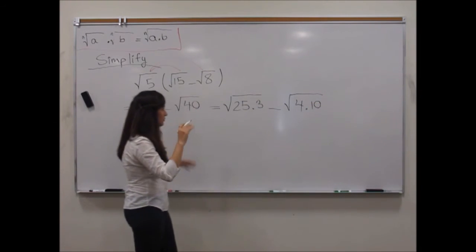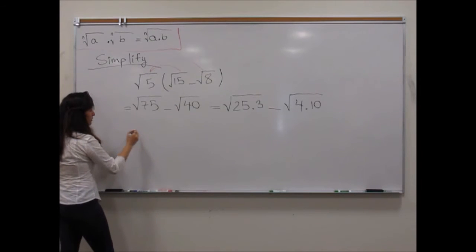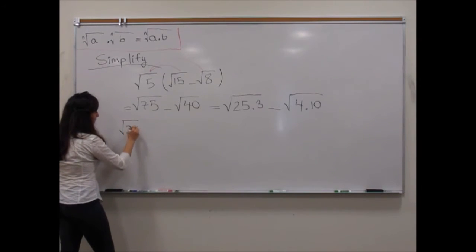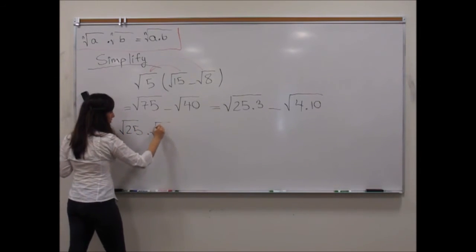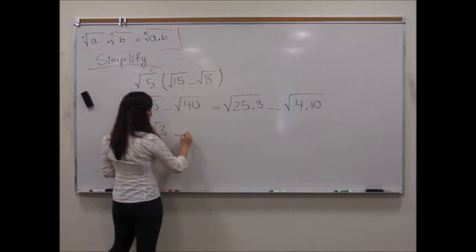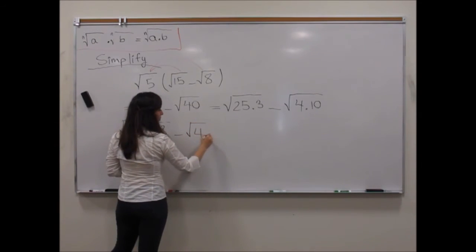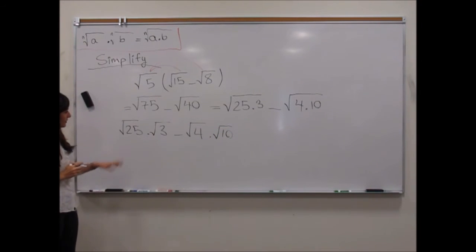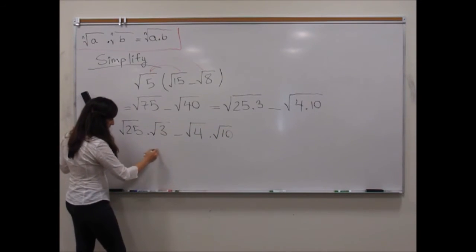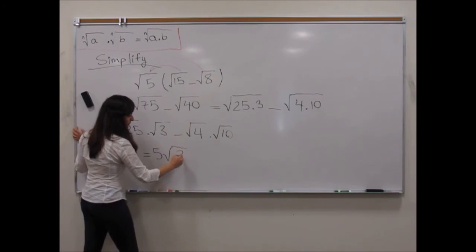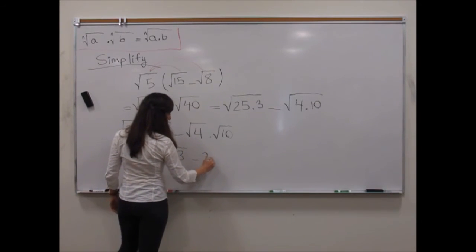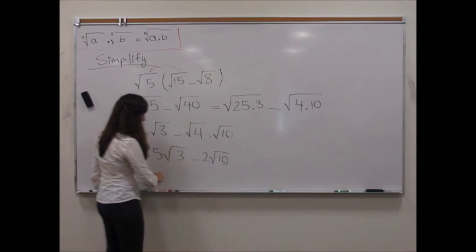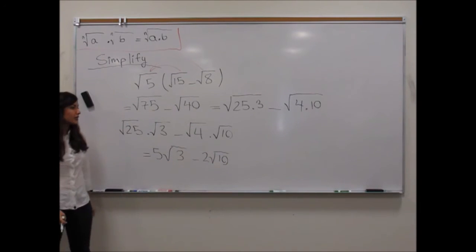And then I can break down these radicals. So the first one, I can write it as rad 25 times rad 3 minus the second one, rad 4 times rad 10. This rad 25 gives me 5, so I have 5 rad 3. And this rad 4 gives me 2, and minus 2 rad 10. So this is the final answer. 5 rad 3 minus 2 rad 10.